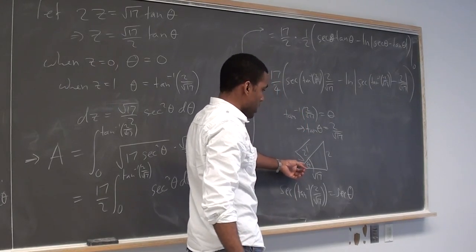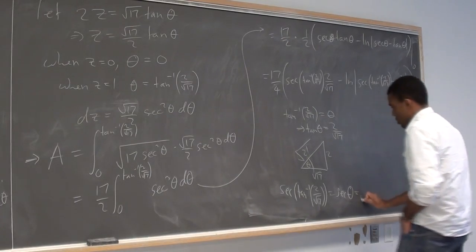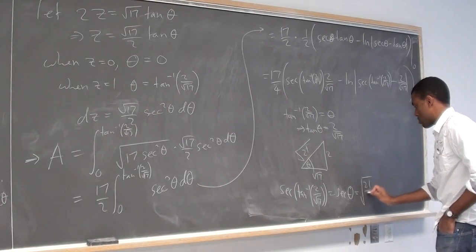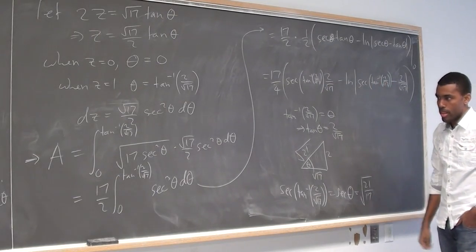And then secant of theta is hypotenuse over adjacent. So you can actually replace this with, just plug it in there, and you'd simplify and you'd get the answer.